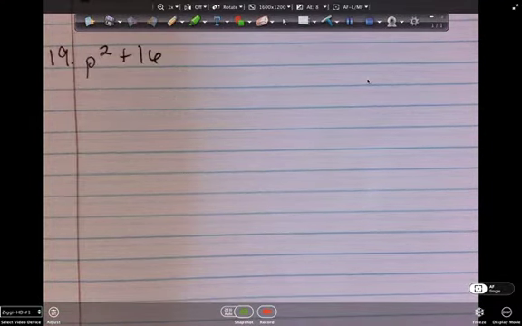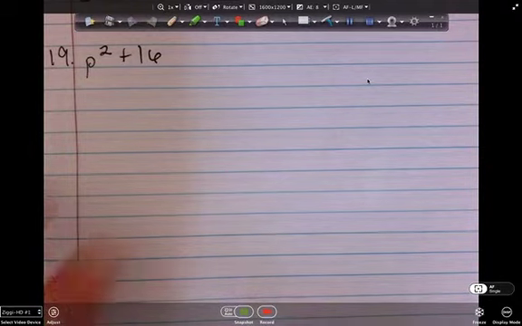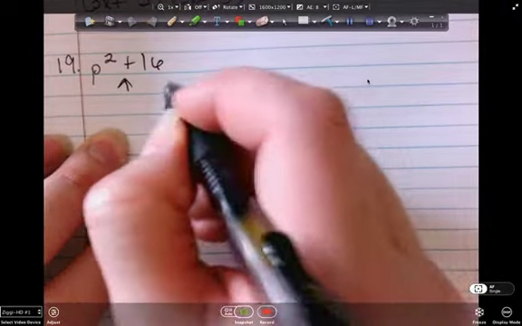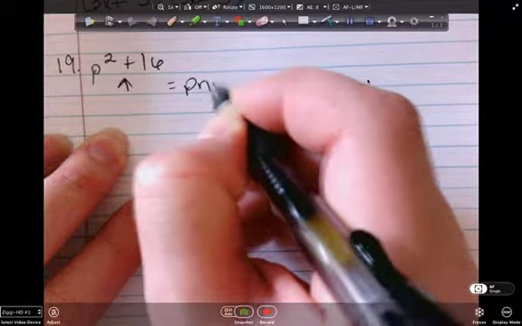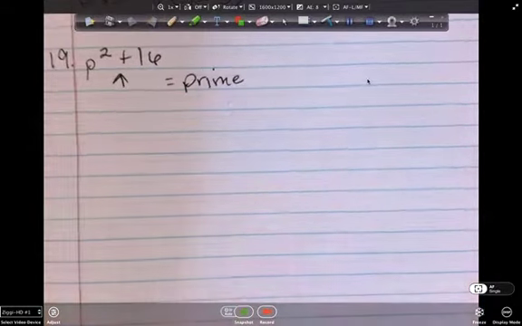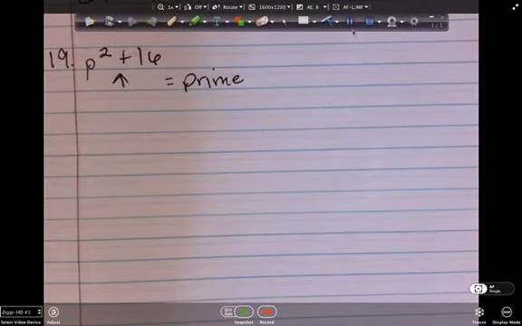19 teaches us an important lesson about factoring perfect square binomials in that if there isn't a minus sign in between the two, then I can't actually factor it. It's what we call prime. So because there is a plus sign here, this one is simply prime, and it can't be factored. So all you do here for 19 is write the word prime.